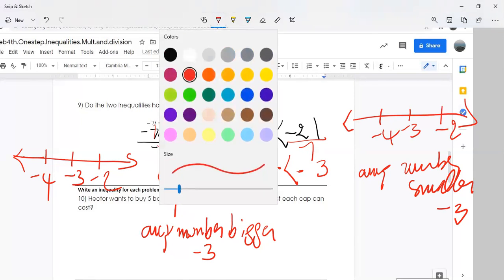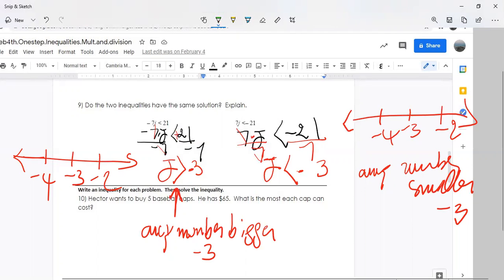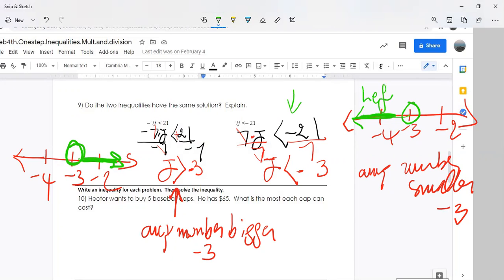And we graph them. Here it says bigger, which means anything to the right, anything bigger than negative 3. But for this one, it says the opposite. Anything smaller. So the solutions here are to the left. Here, the solution is anything to the right. So these two inequalities have different answers. They're not the same. They actually have opposite answers.